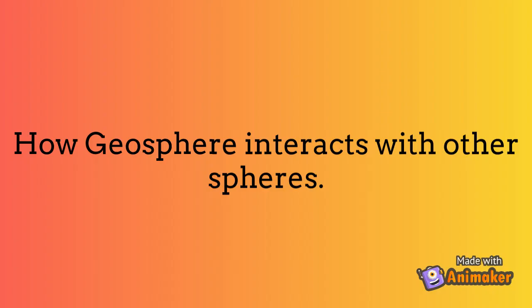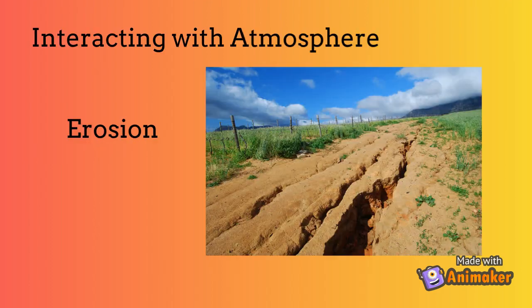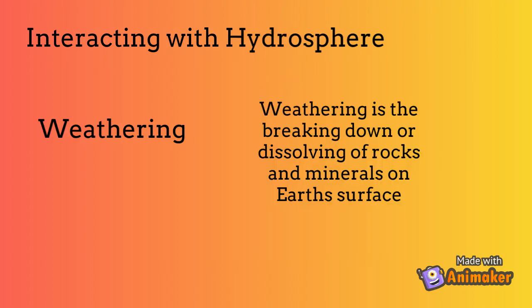Now I'm going to tell you how Geosphere interacts with other spheres like Biosphere, Atmosphere, and Hydrosphere. An example of how Geosphere interacts with atmosphere is erosion. In erosion, materials are worn away and transported by natural forces such as wind or water. An example of how Geosphere interacts with the hydrosphere is weathering. Weathering is the breaking down or dissolving of rocks and minerals on Earth's surface.